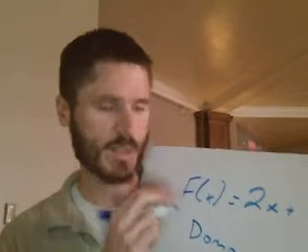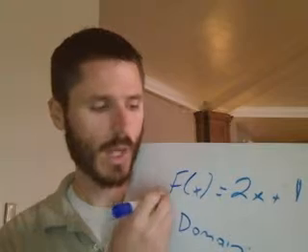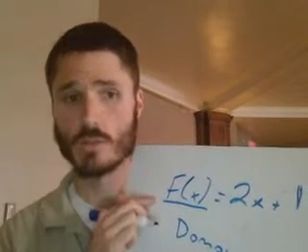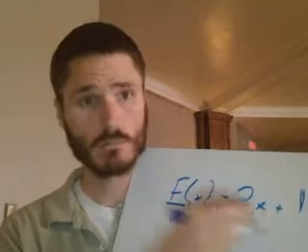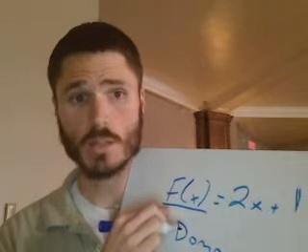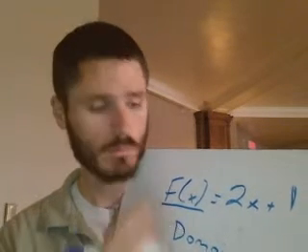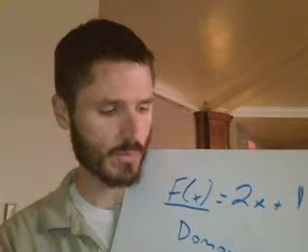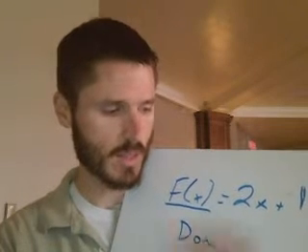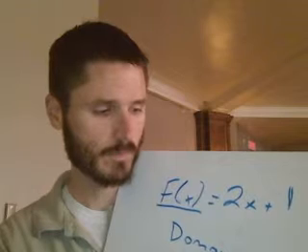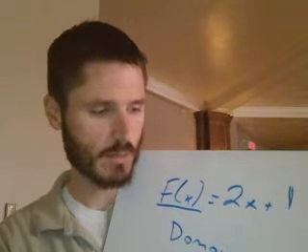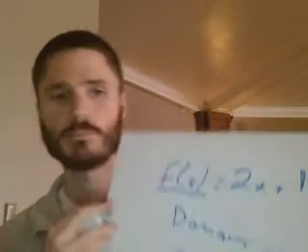Well, now we have to consider what can we get out for f of x? What are our outputs? If we can plug anything in, can we get anything out in this equation? Yes, we can. So our range would be -infinity is less than our variable in this case, f of x, which is less than infinity. Okay?